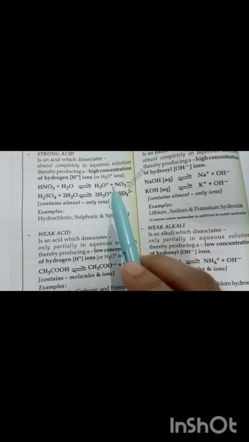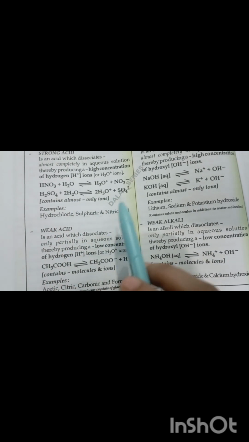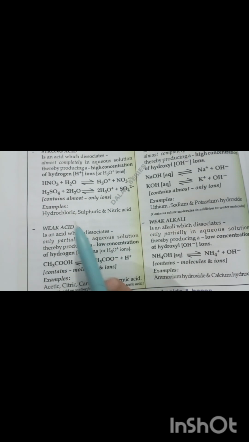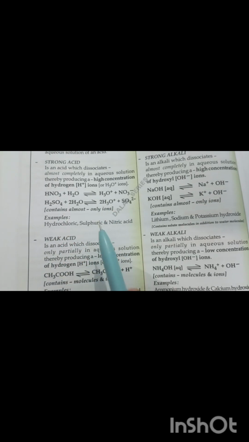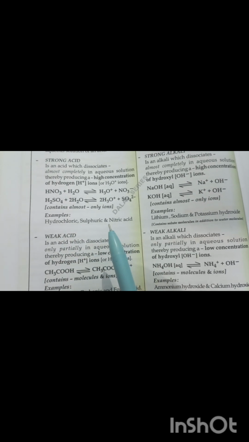When it reacts with water, it forms H3O plus and nitrate ion, that is hydronium and nitrate. Similarly, H2SO4 plus water will also give 2 moles of hydronium ion and 1 sulfate ion, and its solution in aqueous medium contains almost only ions. No acid molecules will be present. For example, hydrochloric, sulfuric, nitric, hydrofluoric, and all are strong acids.